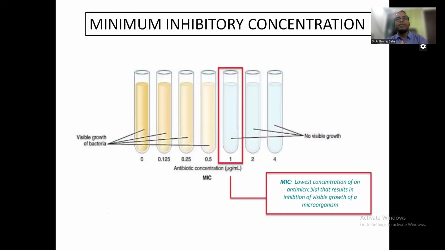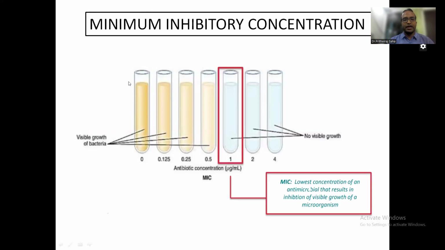Now coming to the minimum inhibitory concentration. So now the drug will act on the bacteria. This is a part of pharmacodynamics. The drug will act on the bacteria. So what do you mean by the minimum inhibitory concentration?